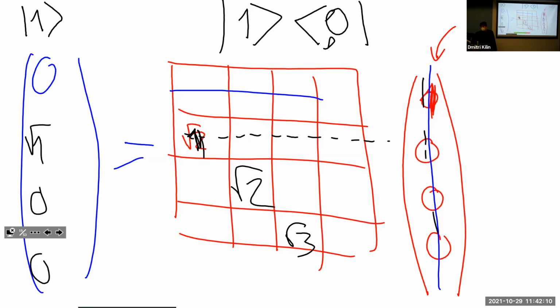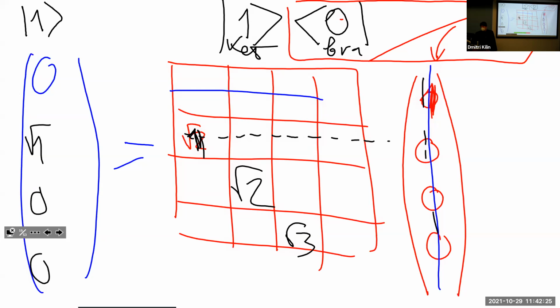So bra and ket, if we rethink of it as binding together this bra and this ket that originates from the original vector, they cancel and give us factor 1. And then as a result, you get number 1. Make sense?